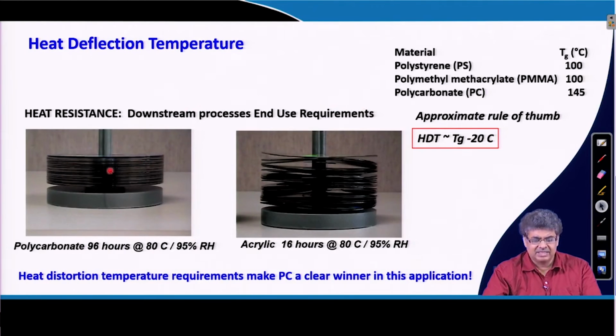As a practical example, consider DVDs or CDs made of polycarbonate and polymethyl methacrylate. In one case the Tg is about 100 degree centigrade, and in the other case Tg is 145 degree centigrade. But look at the experiment done at 80 degree centigrade. In this case, under the load of the CDs themselves, they become bent and unusable, whereas polycarbonate is unaffected at this temperature and this humidity.